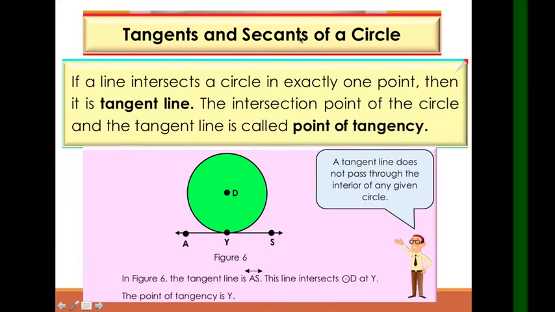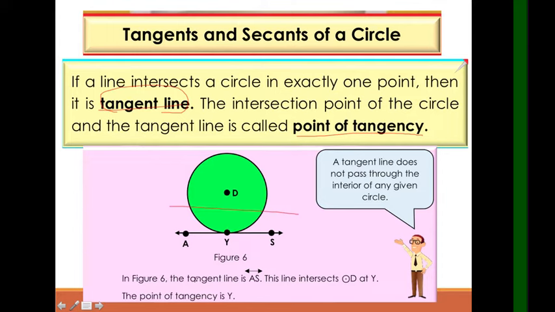Tangent and secants of a circle. If a line intersects a circle in exactly one point, then it is a tangent line. Okay? So, kapag daw yung line nag-intersect sa circle in exactly one point, then ang tawag doon ay tangent line. The intersection point of a circle and a tangent line is called the point of tangency. So a tangent line does not pass through the interior of a given circle. So hindi siya nagpa-pass, no? Dito hindi siya ganyan. Tangent line, one point lang ang natatouch niya sa circle.